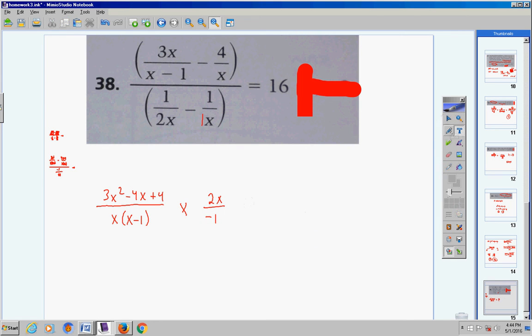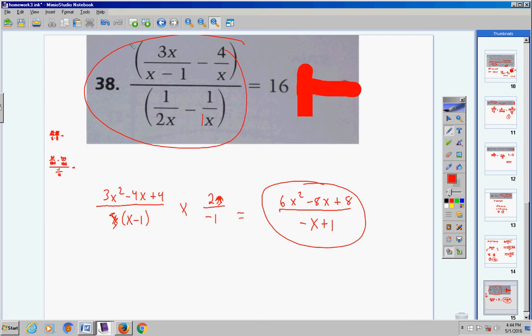And I can cancel right here, look at this, monomial, monomial. So x cancels with your x, leaving you with 2. So 2 times this entire expression would be 6x squared, negative 8x, positive 8, all over. Now be careful. x minus 1 times negative 1, well, that'd give me a negative x and a positive 1. So I took this entire mess right here and I've simplified it down to this.